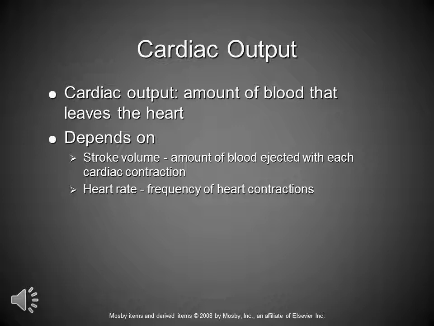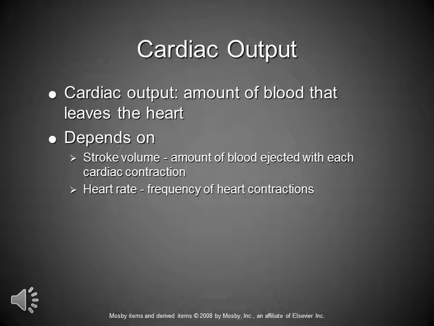There are two major things that make up the cardiac output. Number one is stroke volume. Stroke volume is the amount of blood that is ejected with each cardiac contraction. Every time the heart pumps, how much blood is actually ejected? That will go up and down. So obviously, if we have more blood ejected each time, we're going to have a higher cardiac output. If we have less, cardiac output is going to drop.